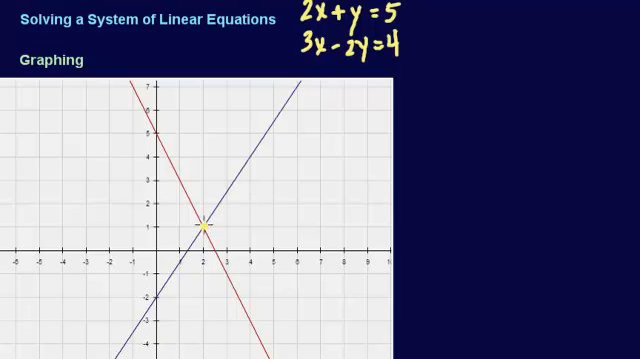So let me get a different color here. They intersect right there. So that means that the answer to this is x equals 2 and y equals 1. So that is the solution to this system of linear equations. What you're trying to do is find the x and y values where both of them work. So graphing is one method.